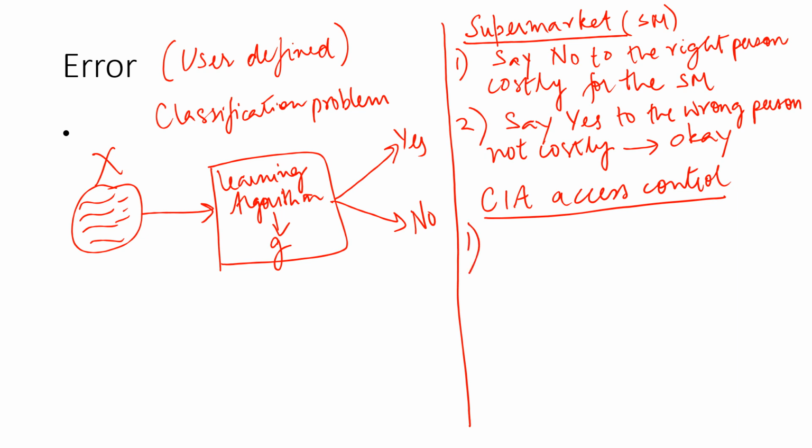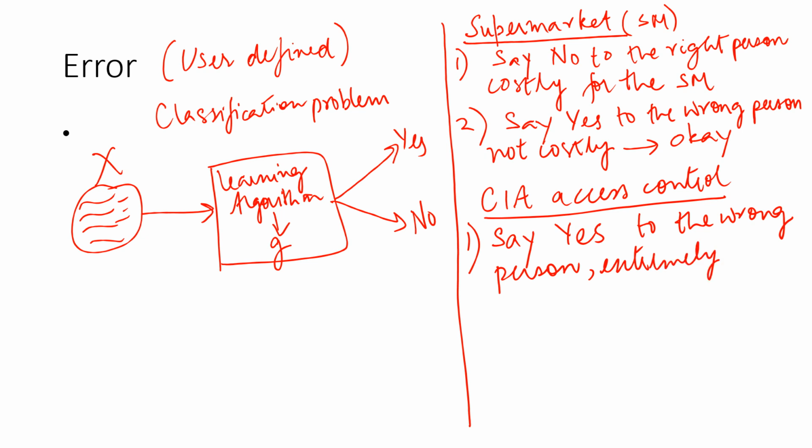The first thing is if I say yes to the wrong person. Let's say this application says yes to the wrong person. You can just tell that this is going to be extremely costly for a place like the CIA. It's not just costly, it can be a disaster, because they're letting in somebody who wasn't authorized to enter a certain building.